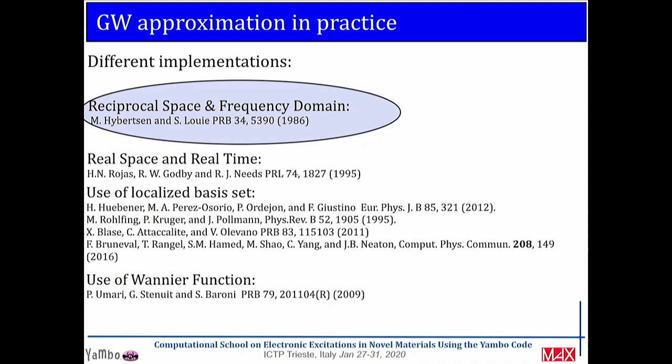Here there is the code of Feliciano Giustino, the Fiesta code, where also Claudio, that is here, is involved. There is the code of Fabien Bruneval, MolGW. They are very performant, but they are meant for localized systems, for molecules, and not for bulk systems, solids. Then other implementations, Paolo Umari, make use of localized Wannier functions. Surely I forgot many other codes.